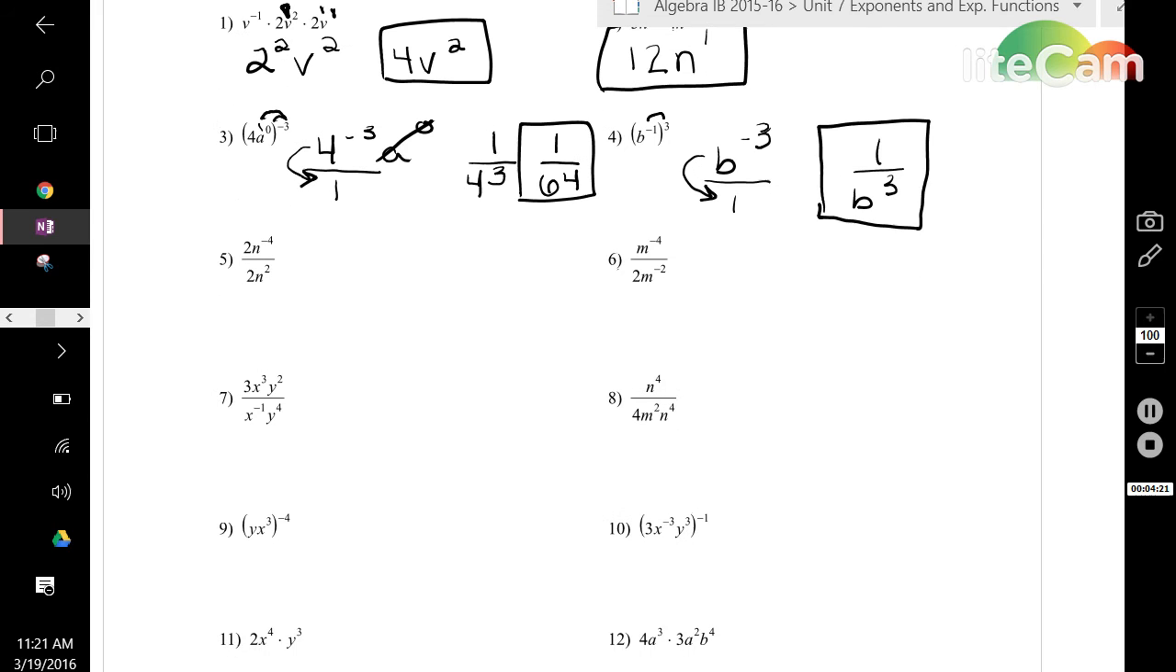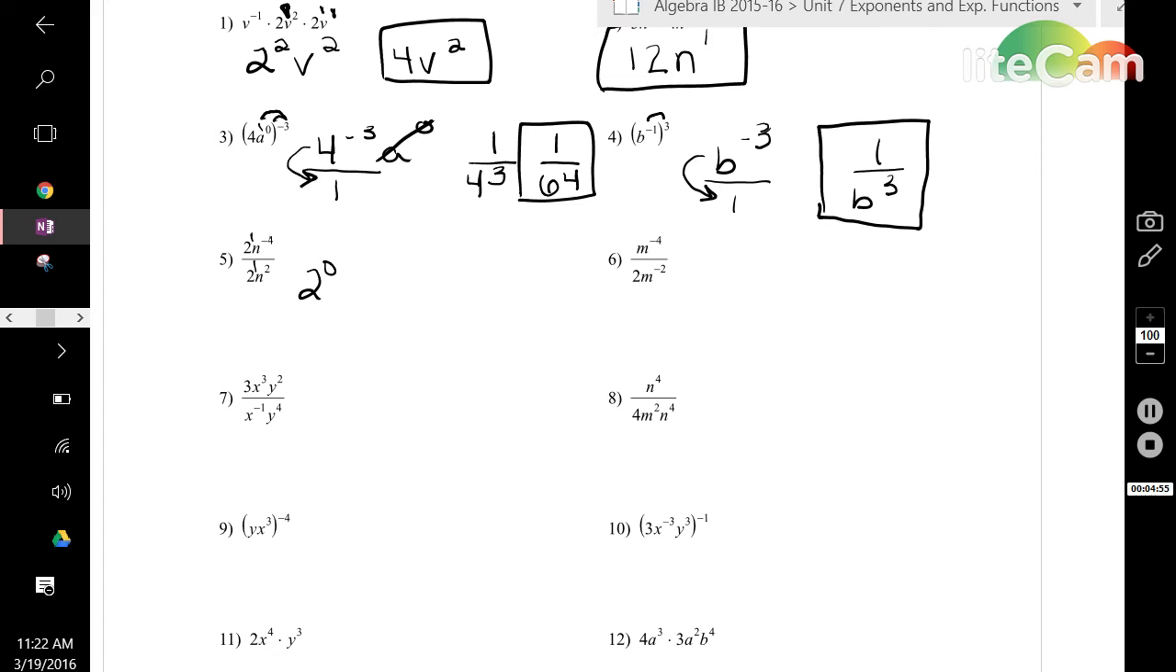So now we go on to quotient properties. In these types of problems, you want to subtract the exponents of like bases that are on the top of the fraction or on the bottom. So if I look at number 5, again, we cannot forget about these 1 exponents that are not written. 2's are like bases, so I would subtract their exponents. First power and first power. 1 minus 1 is 0, so I'd have 2 to the 0 power.